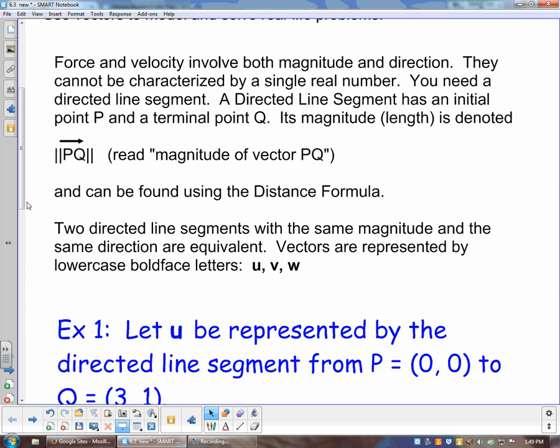A directed line segment has an initial point P and a terminal point Q. Its magnitude, or its length, is denoted with these vertical bars, and it's read the magnitude of vector PQ. You can find the magnitude by using the distance formula. Two directed line segments with the same magnitude and the same direction are equivalent. Vectors are represented by lowercase boldface letters. U, V, and W are the most commonly used, but they will be boldfaced when you're naming a vector.